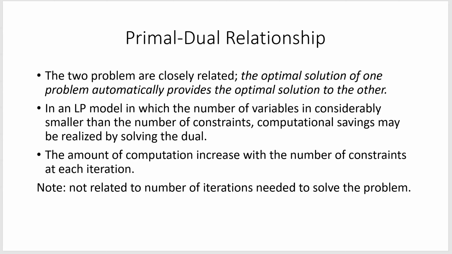In an LP model in which the number of variables is considerably smaller than the number of constraints, computational savings may be realized by solving the dual. This is because the amount of computation increases with the number of constraints at each iteration.